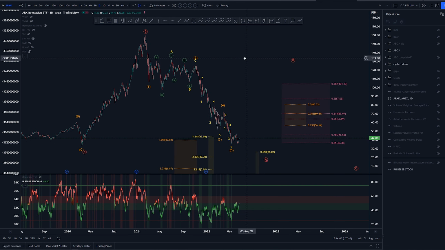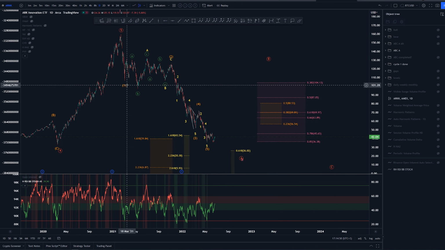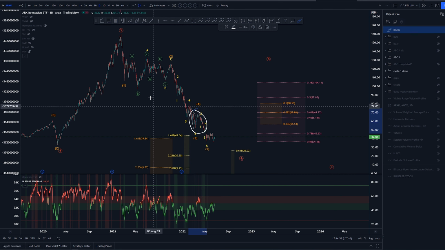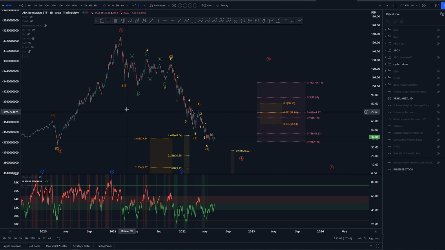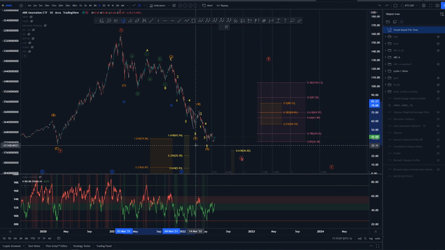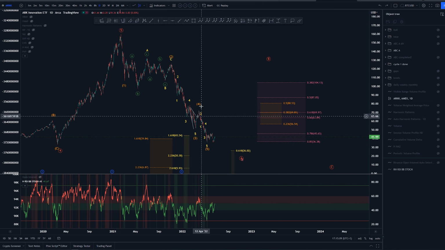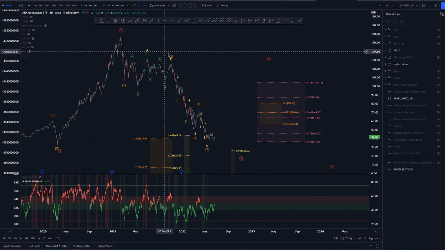Now the other scenario is this one, where we have a wave 1 instead of the A. 1, 2, 3, 4, 5. Now this is again even less likely than the previous count, just because we are comparing this wave 1 to wave 2 here. That is so much larger than anything else. We can't really even compare these two. The wave 4 is like 10% of this wave 2. So yeah, it doesn't have the right look.